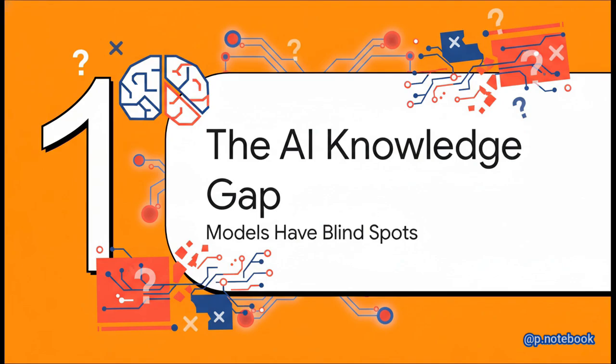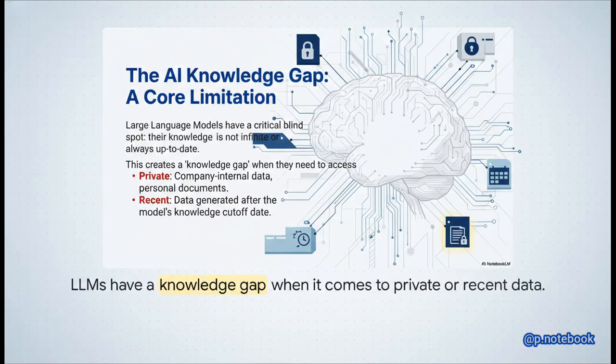Before we can talk about the solutions, we first need to get a really clear picture of the core limitation we're all trying to get around. So here's the deal. As powerful as large language models are, they are definitely not all-knowing. Their knowledge is basically frozen in time, based on whenever they were trained. And that creates this critical knowledge gap. It's a blind spot for two huge things: private information, like your company's internal files, and recent information, basically anything that's happened since the model's last training.